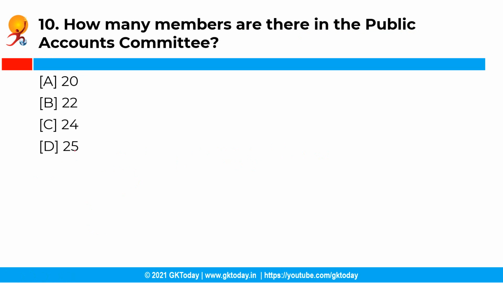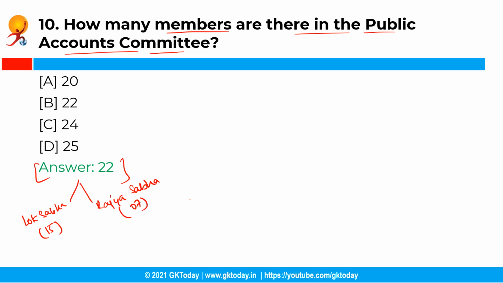Now the next question is, how many members are there in the Public Accounts Committee? So you have the following options and the correct answer is option B, that is 22. So presently the Public Accounts Committee consists of 22 members, 15 from the Lok Sabha and 7 from the Rajya Sabha. And the members in the committee are elected by the Parliament every year from amongst its members, and they are selected by the principle of proportional representation by means of the single transferable vote.